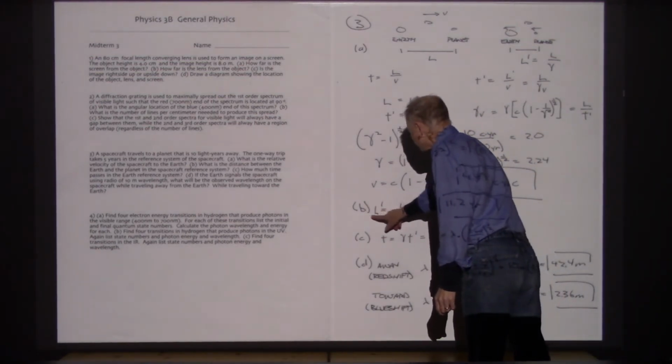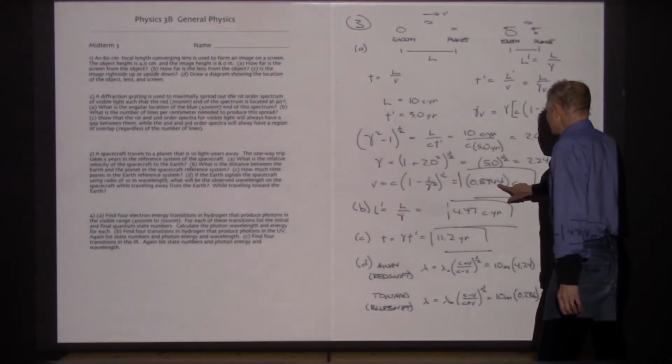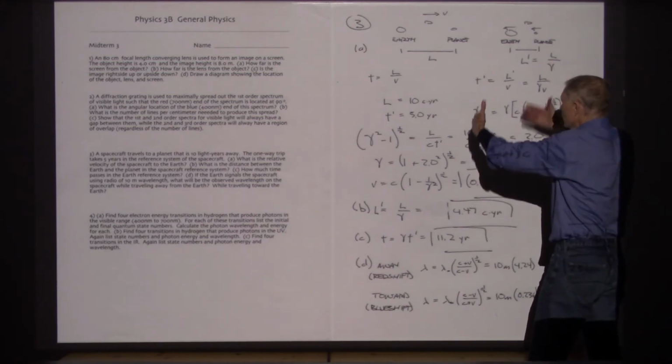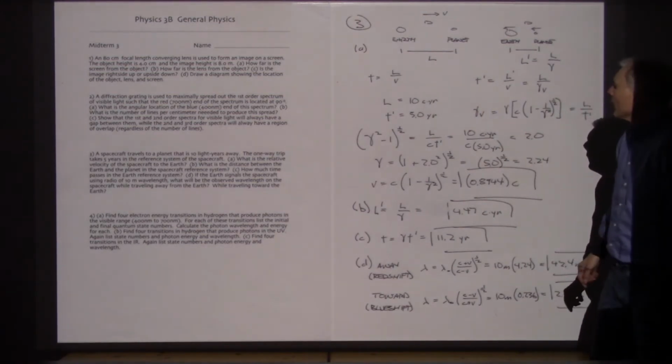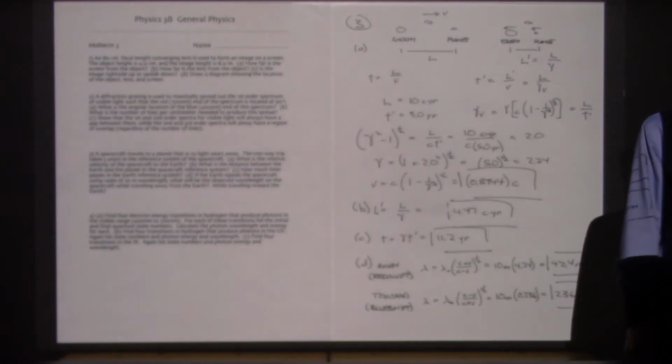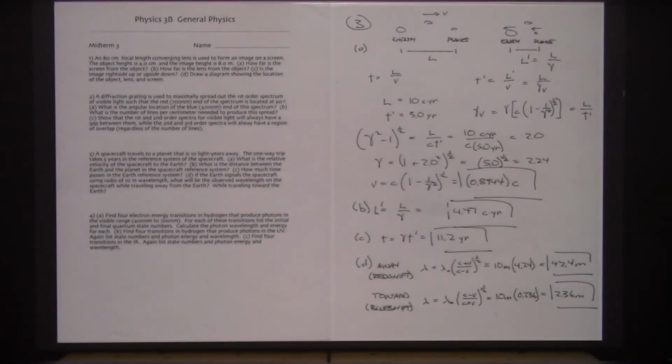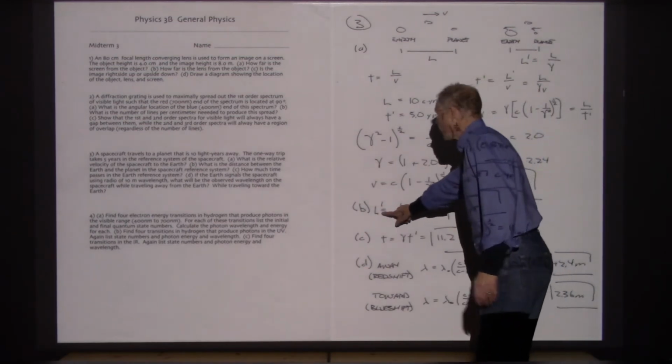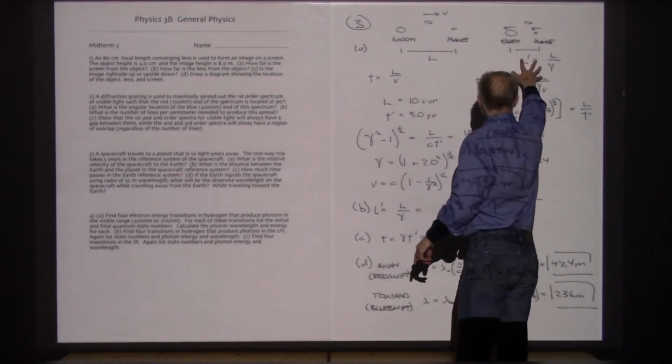Part B then. We've got the v figured out, so that's my answer. So it took a lot of doing, but we got part A, and gosh, I hope B, C, and D aren't that hard. And fortunately, it looks like once A is solved, B and C come pretty quickly. So B now can be solved, which is the distance in this reference frame.